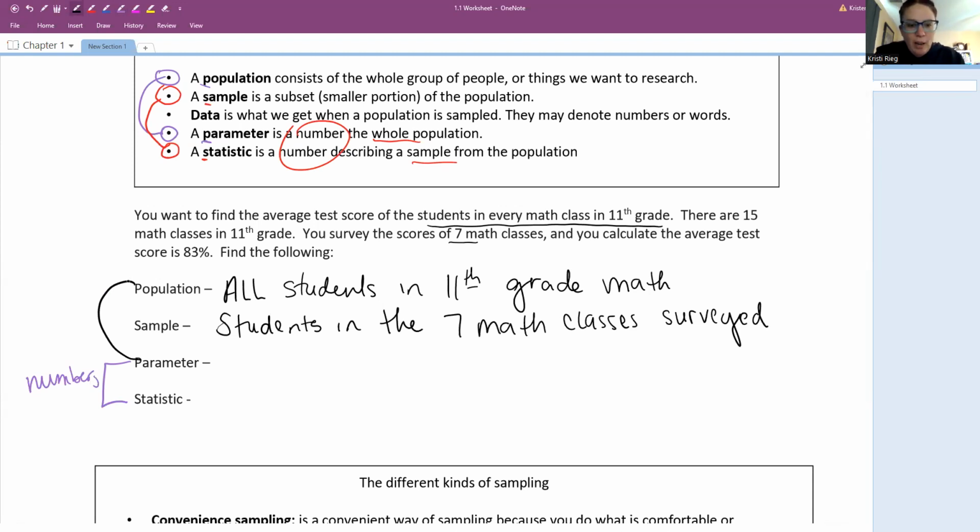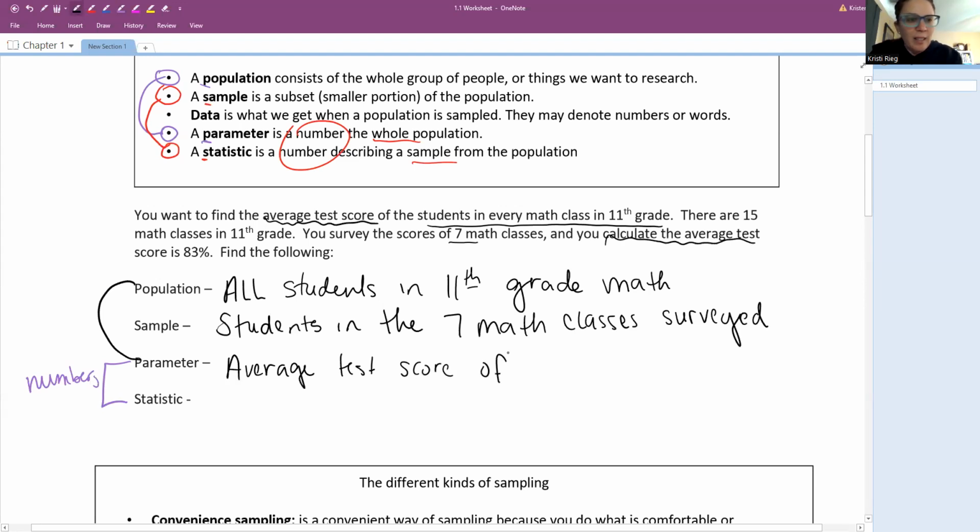Well, we're trying to calculate the average test score. That's what we're looking at throughout this problem. So the parameter is going to be the average test score of, and it's almost exactly, let me highlight this, it's almost exactly this right here. It's the average test score of all the students in math class in 11th grade.